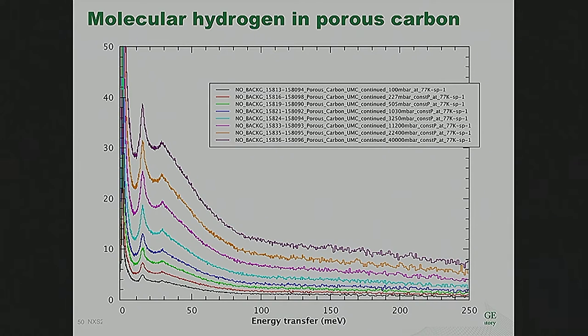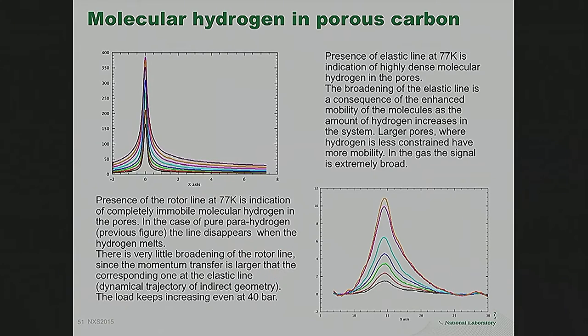So essentially it's as if it is in a solid matrix, or at least it doesn't have any translational degrees of freedom. On the other hand, everything that goes at the elastic line that I'm showing here indicates what the hydrogen is doing. If the hydrogen has a signal in the quasi-elastic region, the elastic region, that can be because it's either a solid or a liquid.